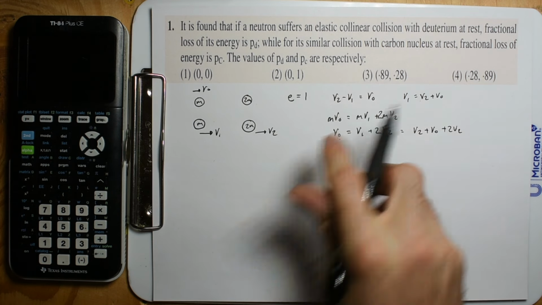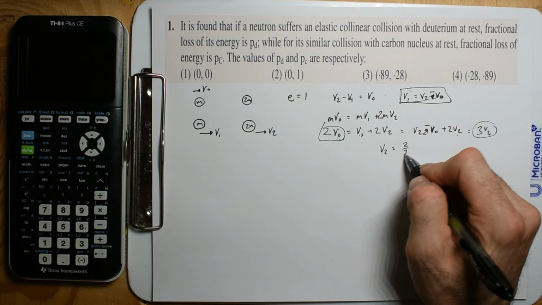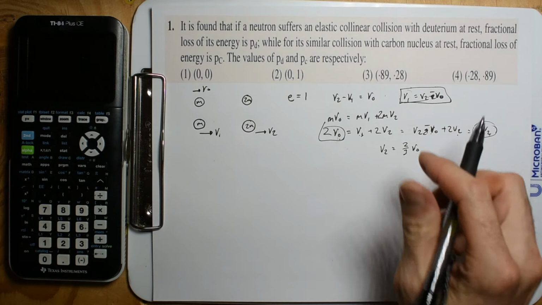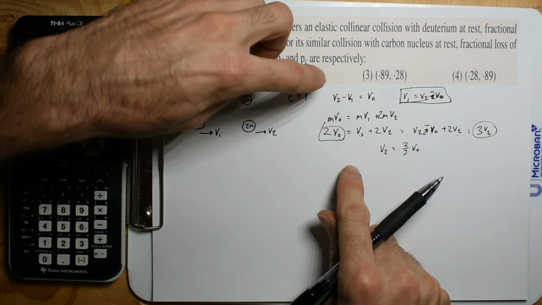So we get 3v2, and then we're going to take this v naught to the other side. So 2v naught is equal to 3v2, and we can say that v2 is equal to 2/3 v naught. And then we'll throw it into whatever we want to solve for v1. So v1 is 2/3 v naught minus v naught. And so that's going to be 3/3 minus 3/3 v naught. That's 1 v naught. So we're going to have negative 1/3 v naught. So hell yeah, there's v1, and then there's v2.